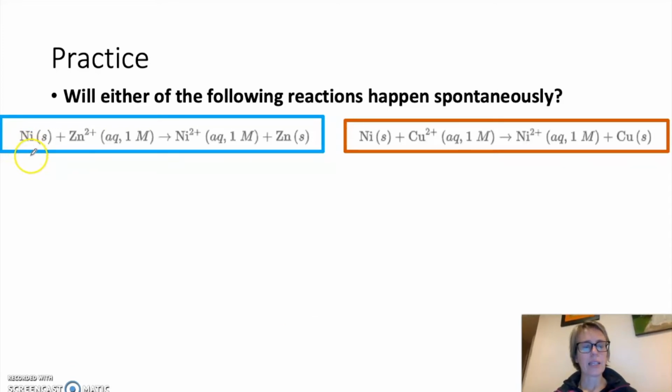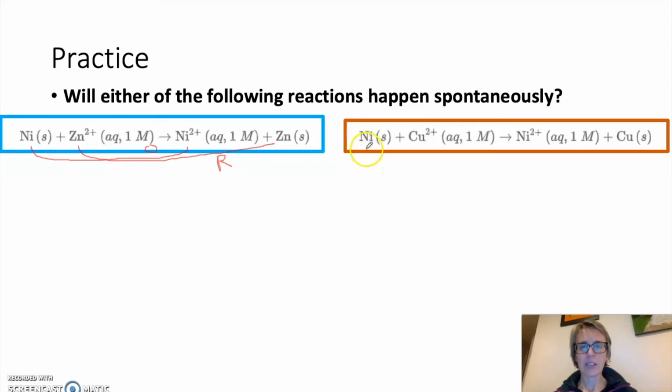I've got nickel metal plus zinc ions yields nickel ions plus zinc. So our nickel is undergoing oxidation, and our zinc is undergoing reduction. So I'll just do an R and an O. I usually write RED and OX, but because I'm using my mouse, my trackpad, let's not do that. So yeah, that's what's going on in this first reaction.